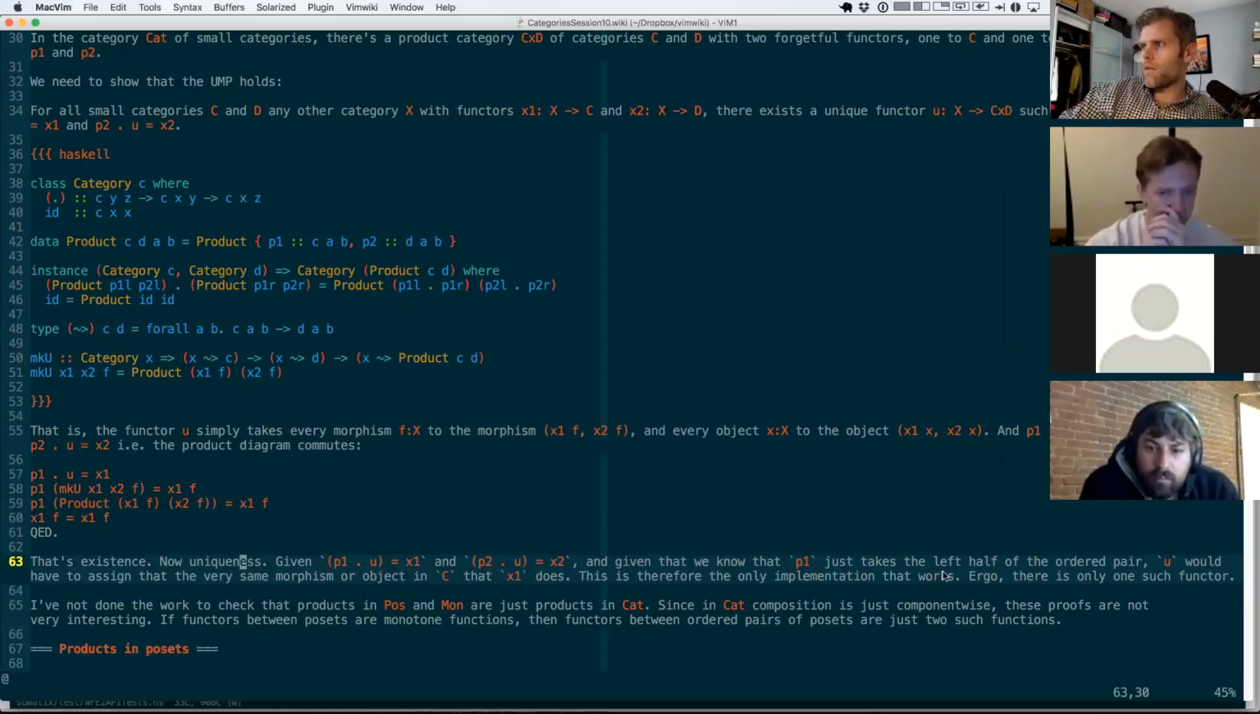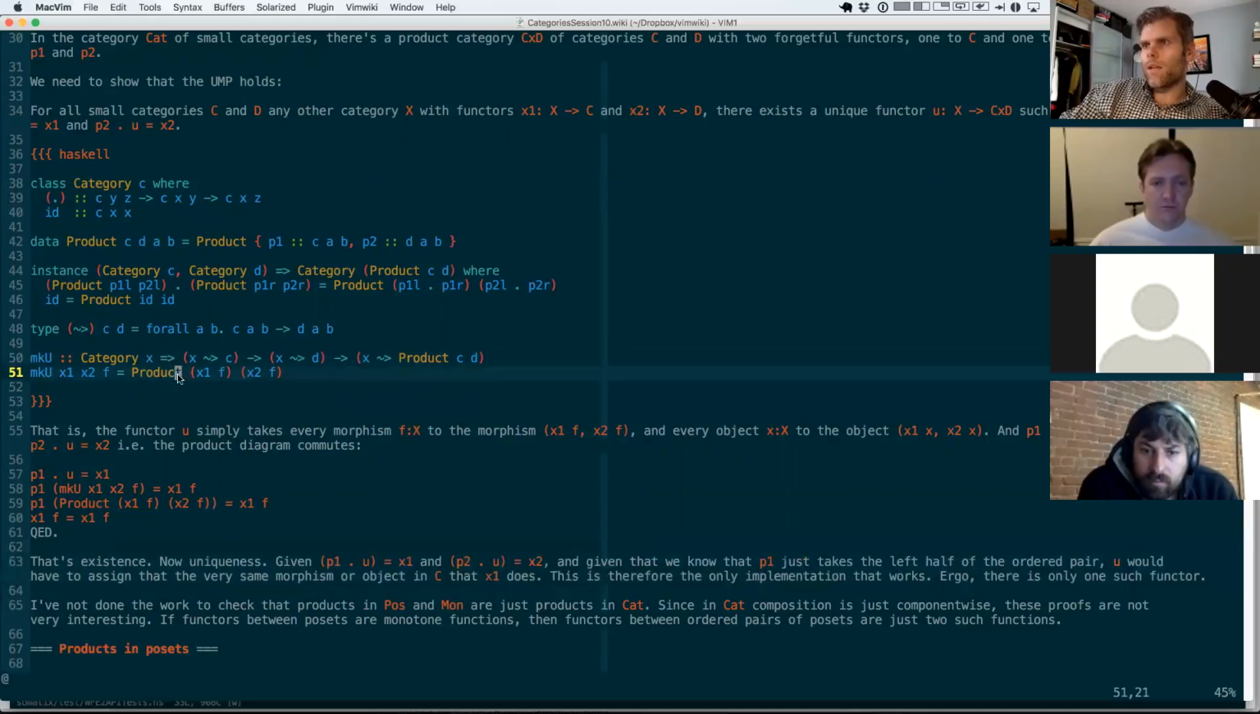and given that we know that P1 just takes the left half of our ordered pair, right? So it just projects out the C part of the pair, C and D. Then U would have to assign that very same morphism or object in C that X1 does, right? So there's no way that we could choose a different morphism in C than what we already chose with X1. So therefore, this is the only implementation that actually works.